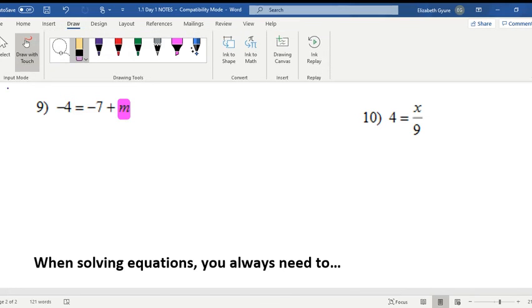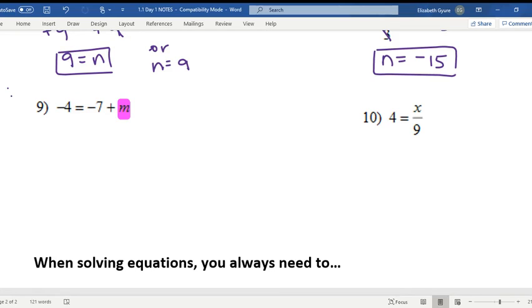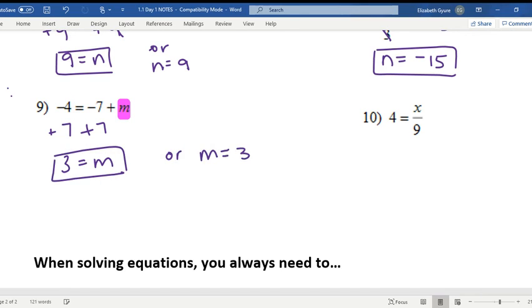And the reason we want to add the 7, remember that very first thing that we did when we decided what sign was more important? Wasn't the negative sign always more important? So here, the negative sign's more important, and the opposite of a negative is a positive. Catching on, Annalise. All right, so now we have -4 plus 7. What is -4 plus 7? Annalise, it is 3. So 3 equals m. Or if you prefer, m equals 3.